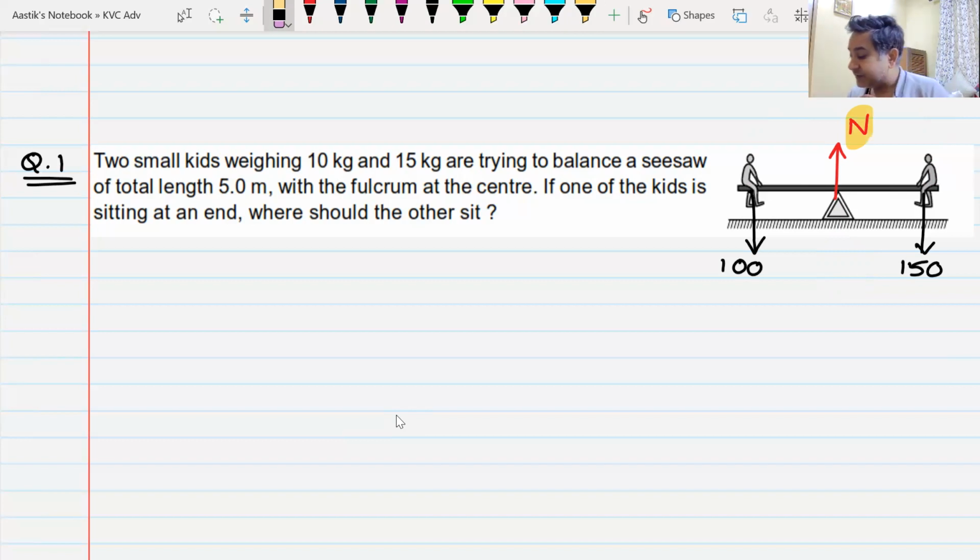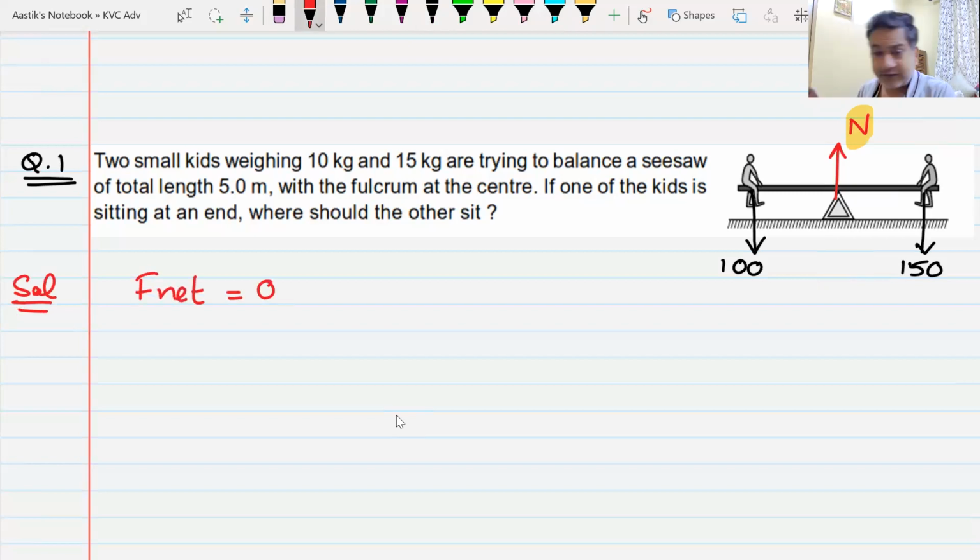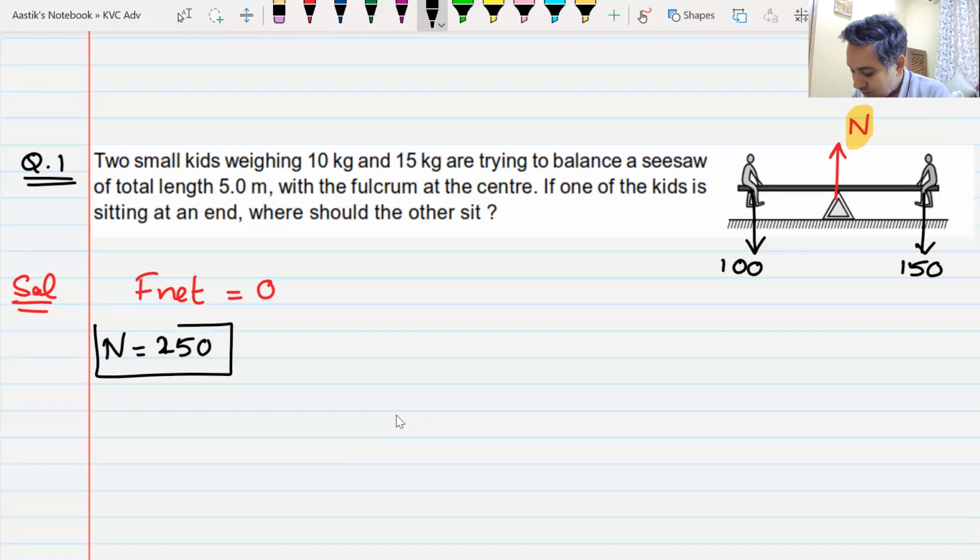Now this entire system of the fulcrum and the boys is in equilibrium, so the net force must be 0. Yes or no? Yes, sir. F net must be 0 for translational equilibrium. I'm telling you the exact procedure. Sometimes you may have to do this, sometimes you may not. From net force 0, you get the equation: the normal reaction from the fulcrum would be equal to 250 newtons. Yes or no? Yes, sir. It is not asked in this question, but there could be a question where they ask this.